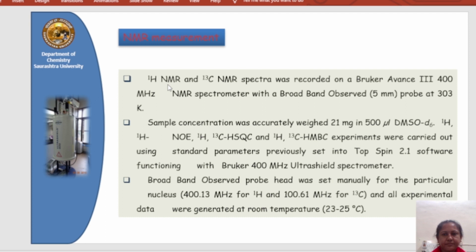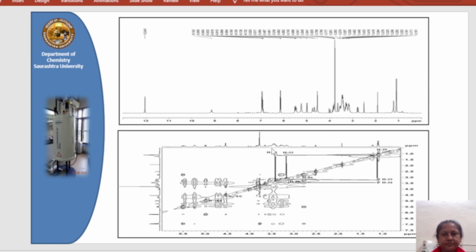For that we scan the compound for 1H NMR as well as 13C NMR, and we use the same instrument, 400 megahertz. Then we also carry out the NOE study, and HSQC and HMBC 2D NMR techniques, with a 5 mm broadband observe probe. For C13 we use the 100 megahertz frequency, and for 1H we require 400 megahertz. So we set this frequency and carry out the study.